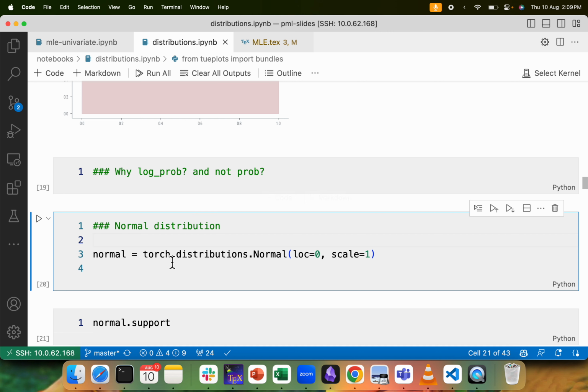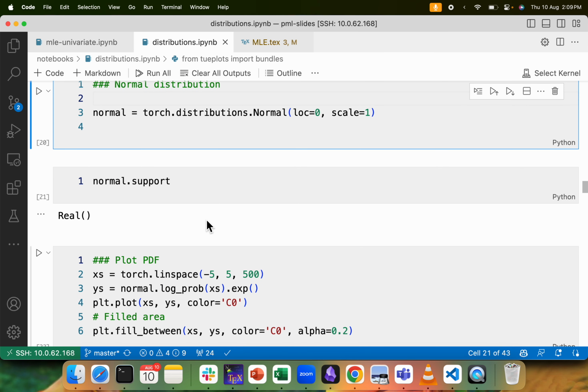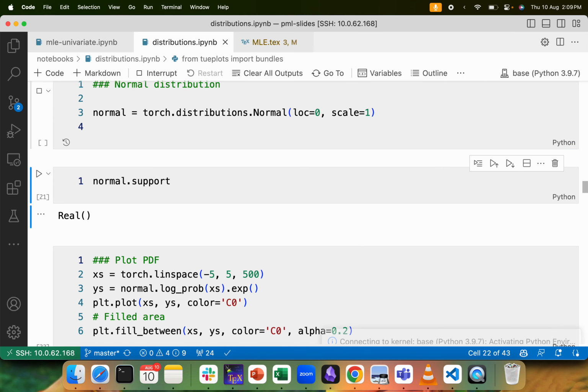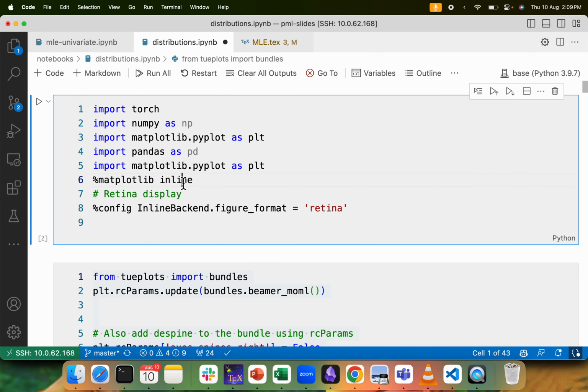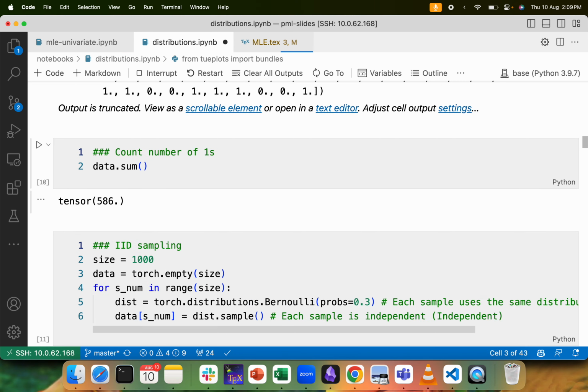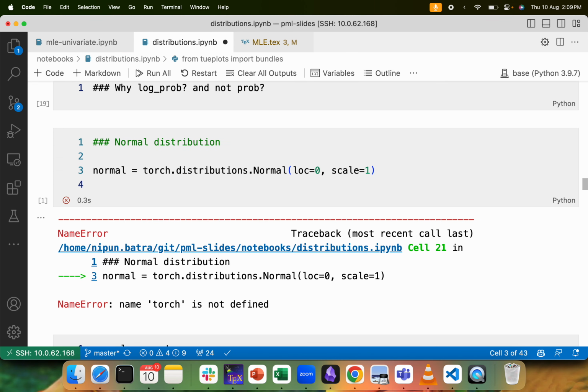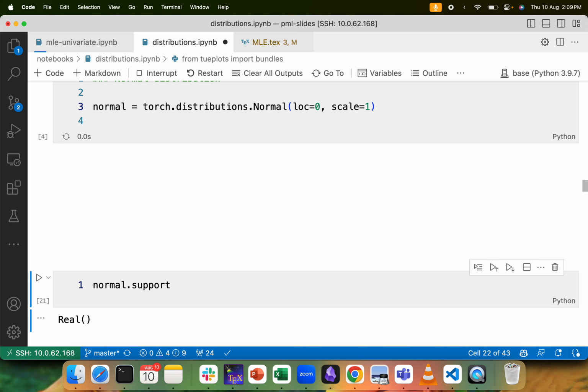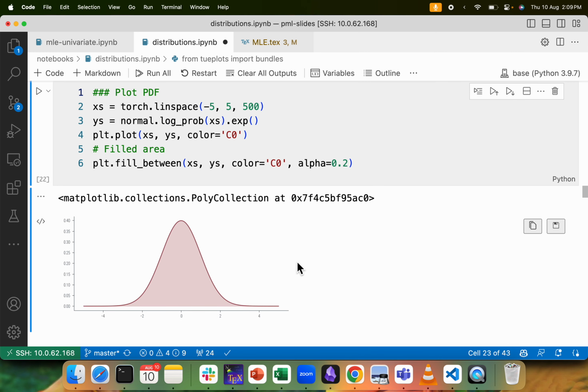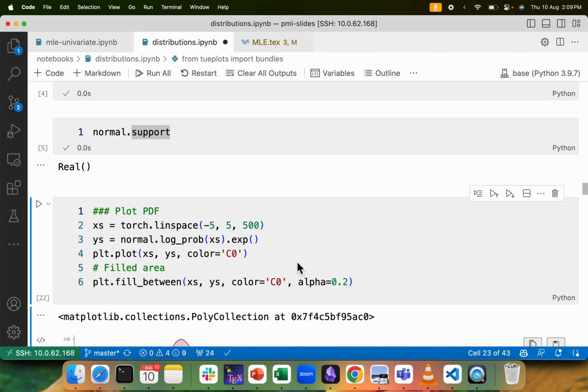Right. So we discussed that we can create a normal distribution object by calling torch distributions, or equivalent if you want to use something like TensorFlow Probability, you could use something similar. So we create a distribution object whose support we can figure out. For the normal distribution, the support is the whole real line, because you can get samples from it anywhere on the real line.